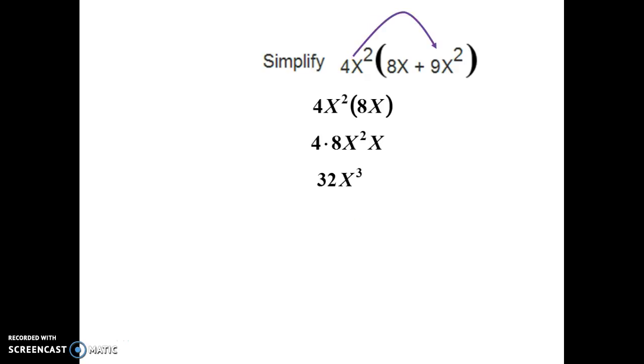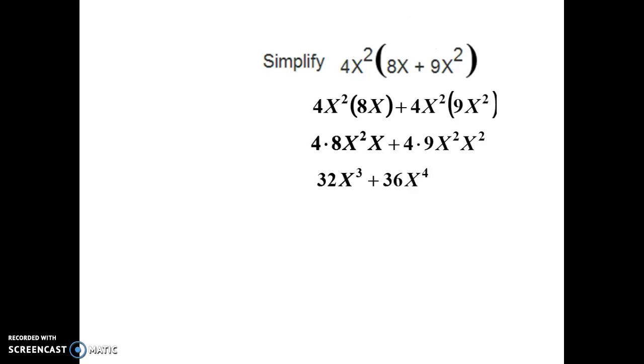Then we can distribute to the second term inside the parentheses. So we'll have 4x squared times 9x squared. And when we rearrange this, it becomes 4 times 9 times x squared times x squared. 4 times 9 is 36, and x squared times x squared is x to the 4th power. So this is 36x to the 4th power. Now, our final answer here is 32x cubed plus 36x to the 4th.